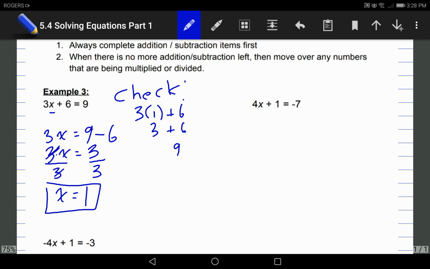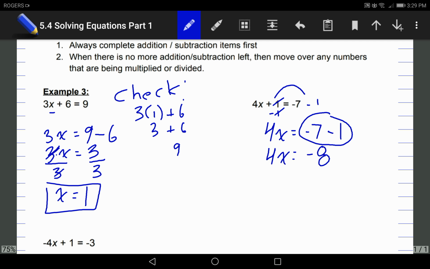Example 2. Hopefully now you can see what's the first thing I need to bring over. It is not the 4. It is the plus 1. How do I bring plus 1 to this side? You subtract 1 from both sides. So subtract 1, subtract 1. These cancel out. You get 4x equals negative 7 minus 1. 4x equals negative 8. Don't forget to do this step. You can solve negative 7 minus 1, so plug that into your calculator. Get negative 8.